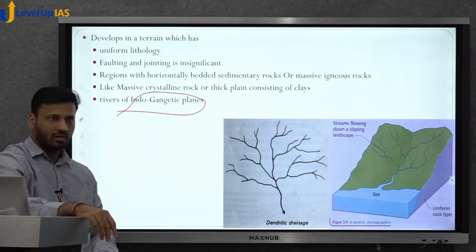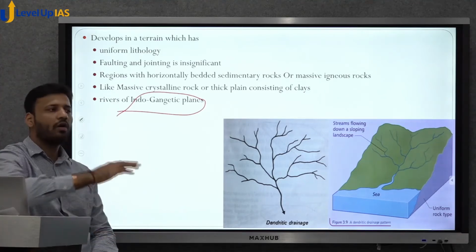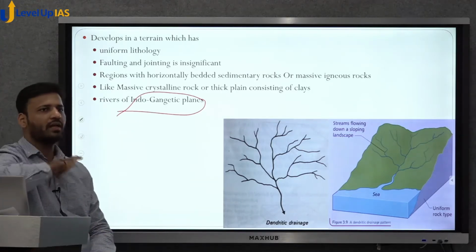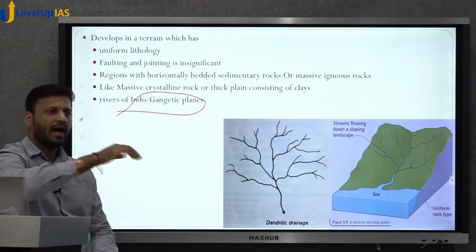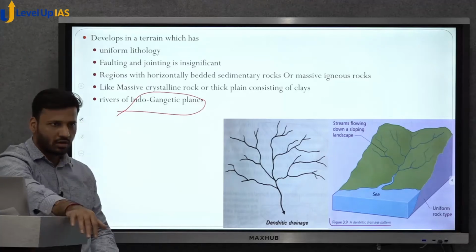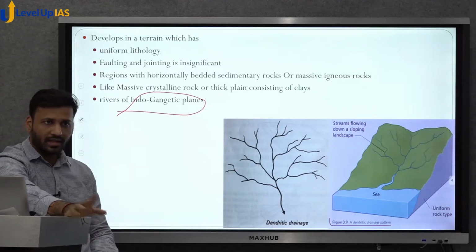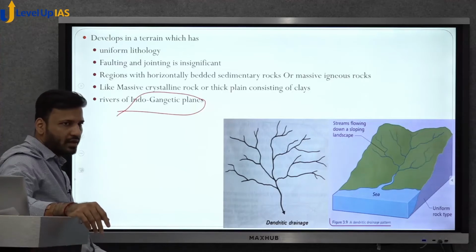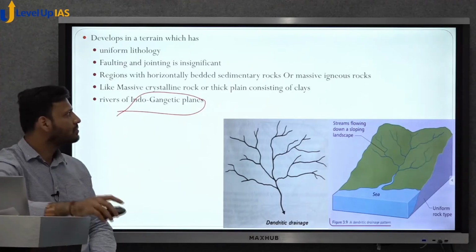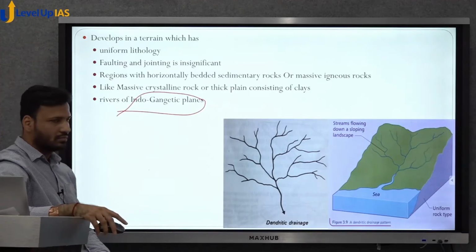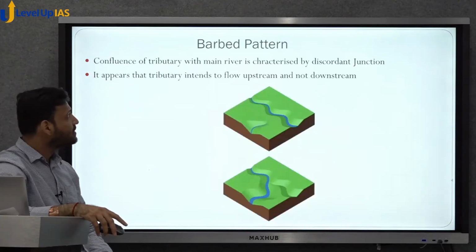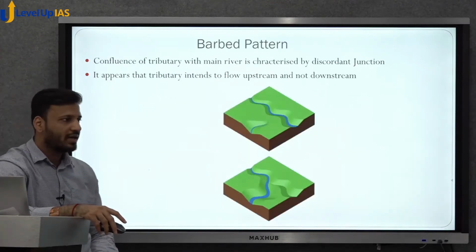Litho means rock. So uniform type of rock. Either sedimentary rock from start to end, or metamorphic rock from start to end, or igneous rock, and there should not be folds and joints in between. Getting it? Okay. So this is called a dendritic drainage pattern.